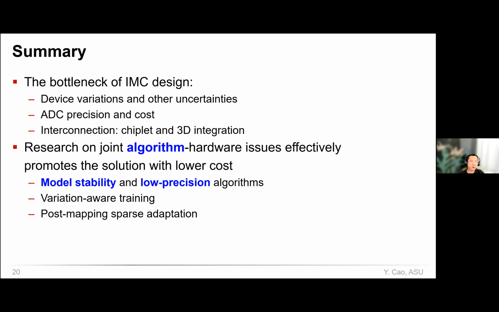Other issues involve the ADC precision and cost, as well as interconnection. How do we leverage hierarchical interconnection, from on-chip to chiplet technology, to make the interconnection even more efficient? That is one of the topics we need to solve before we have a larger-scale solution.